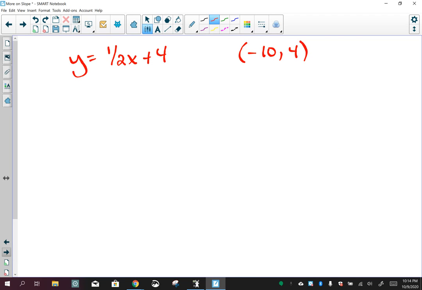So, same type of problem. I want you to pause the video. Find the line that is parallel to this one that goes through this specific point. Ready? Pause it.